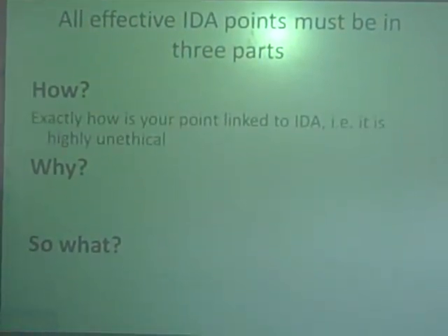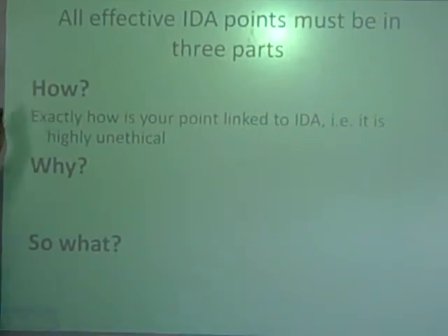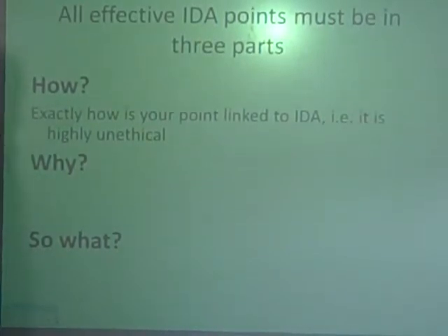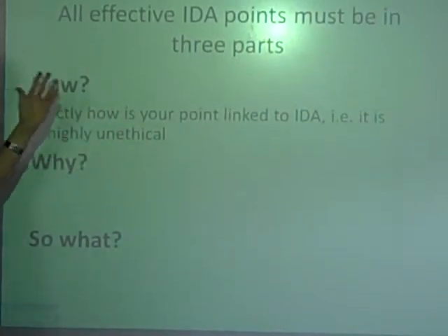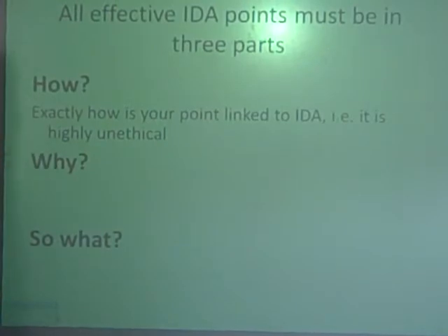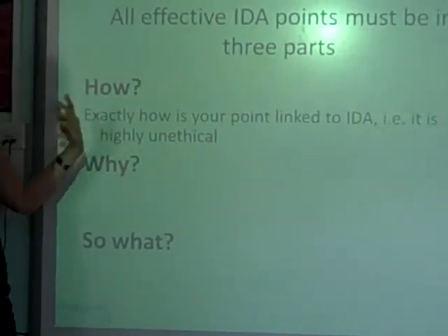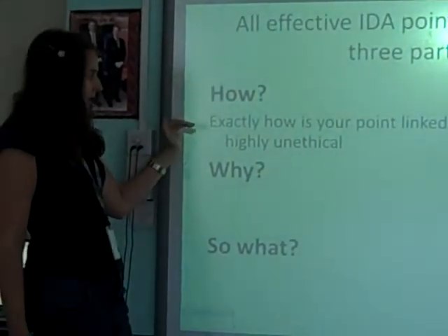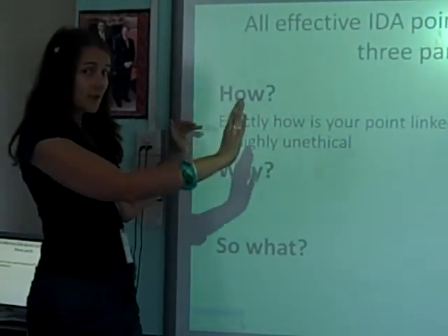The how is, how is the point you're making linked to IDA? Now this may seem like a really obvious point, but so many students forget to mention the IDA point and just start talking about it. So for instance, the study is reductionist, or initially the study is highly ethical. It could also be positive, so you could say, positive about the study is that it's highly ethical, so it could be both. That is basic, but it gets highlighted to the examiner: here's an IDA point.